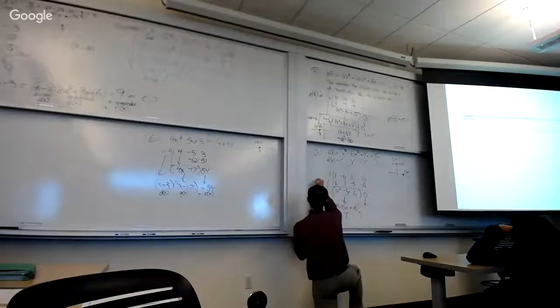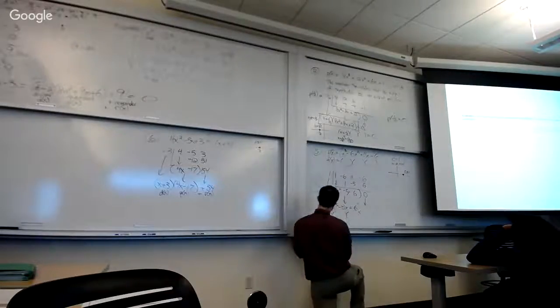It always helps to make a factor table. 6 is either 1 times 6 or 2 times 3. We want to multiply to make a positive, which means plus times plus or minus times minus. We want it to add to make a negative, so it must be minus times minus. And so is it negative 1, negative 6, or negative 2, negative 3? Negative 2, negative 3. So x minus 2, x minus 3.